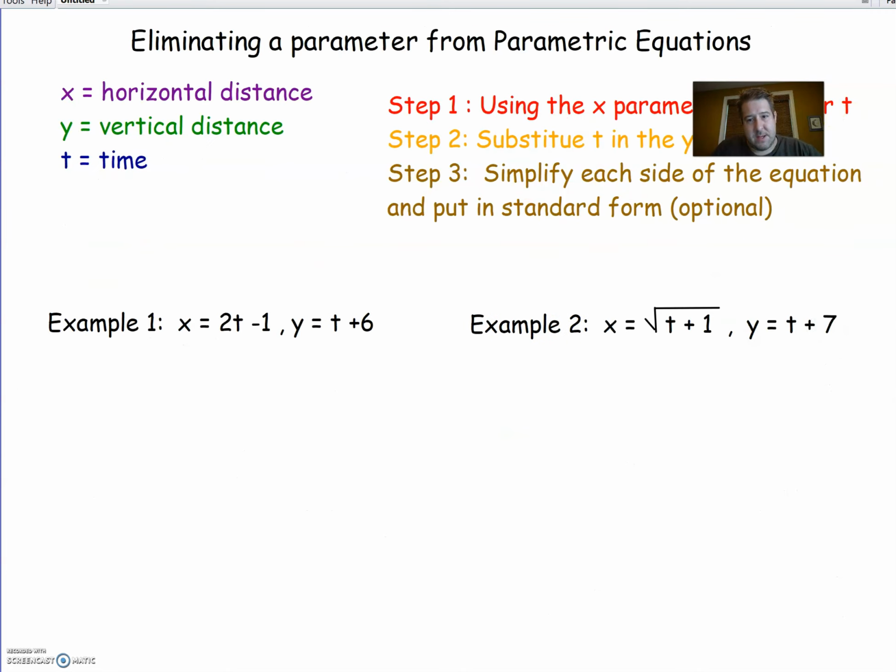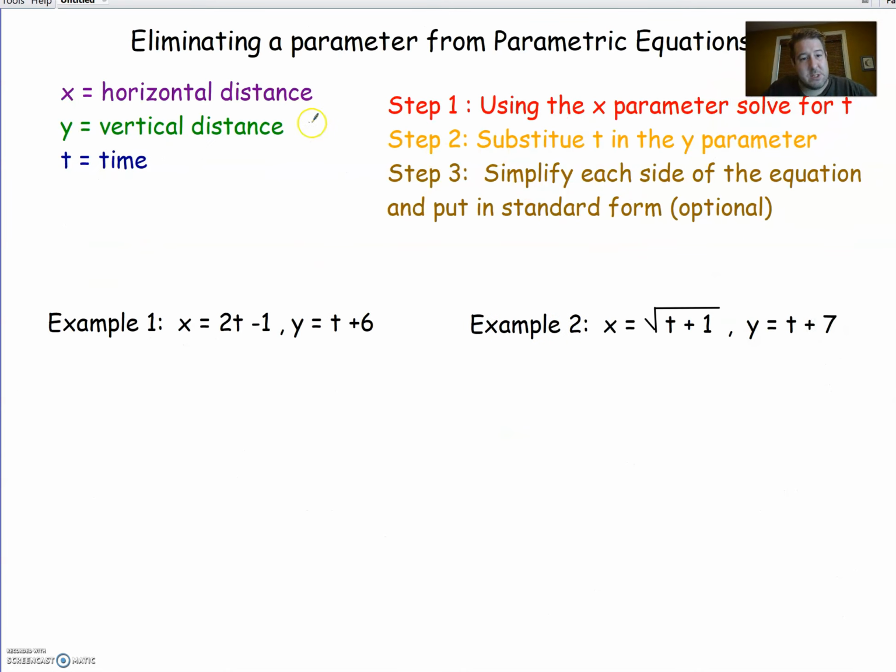And hopefully I'm going to have enough time to do one last concept, which is eliminating the parameter. I know this is parametric equations. This is the last topic, but this is also covered on the quiz because this is something that you should have learned during distance learning. These are the three concepts that end quarter 3.